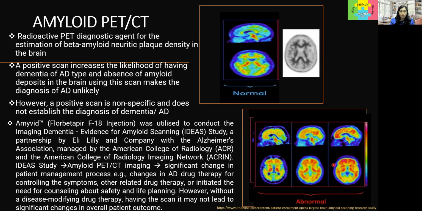However, without a disease-modifying drug therapy, having the PET amyloid scan may not lead to significant changes in overall patient outcome. Therefore, the IDEA study is now proceeding with phase 2 to find out if it can influence patient outcome. Here we can see a normal amyloid scan with good preserved gray-white matter cortical contrast. There is good gray-white matter differentiation. Whereas in these abnormal scans, there is excessive deposition of beta amyloid plaques in the cerebral cortex with poor gray-white matter differentiation.